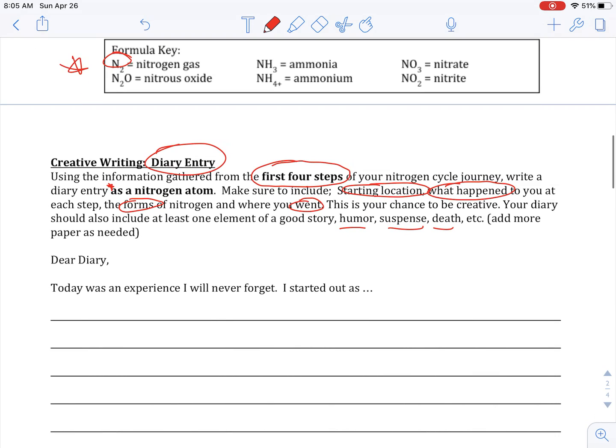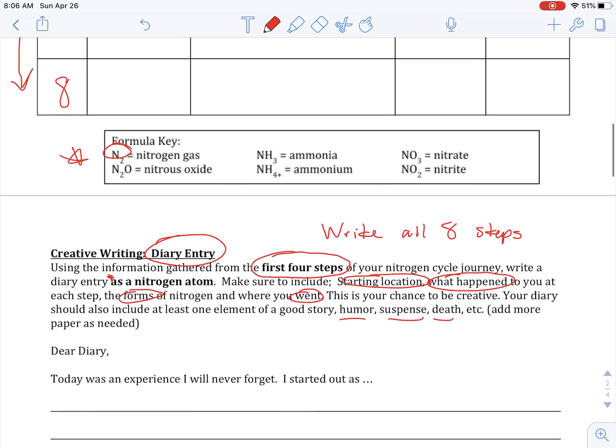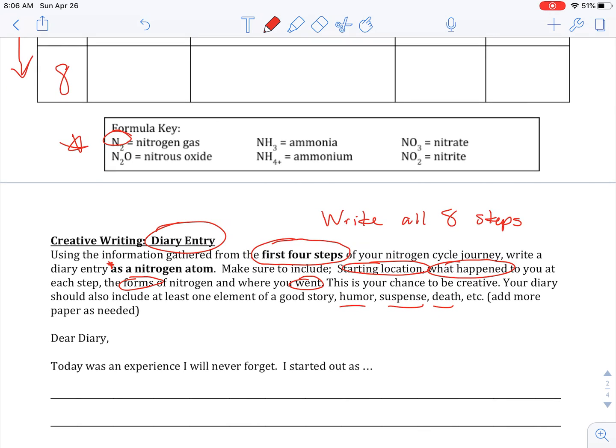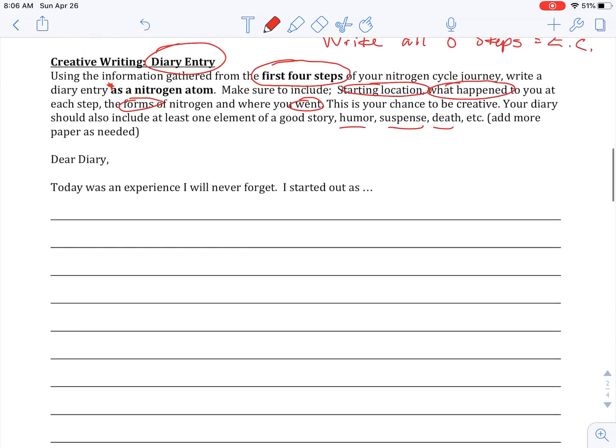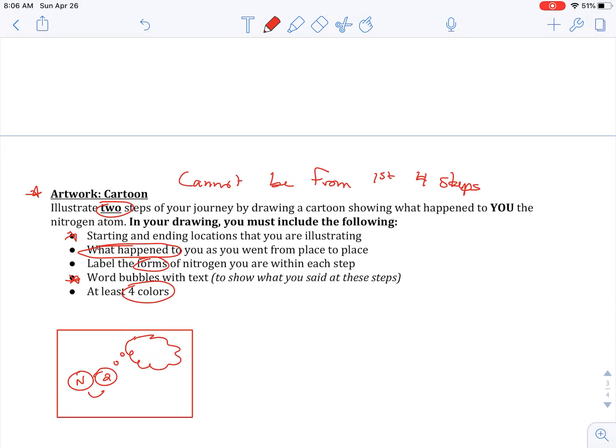usually what I like to do here is let you choose. Maybe you're more of a writer. If you're more of a writer and you want to get that extra credit, instead of writing the first 4 steps, write all 8. So you would write a diary entry that covers your entire journey through the nitrogen cycle. That is for extra credit. Maybe you don't like to write. Well, I want to give my artists a chance to get some extra credit. So down here, you have to do 2 steps for your cartoon.